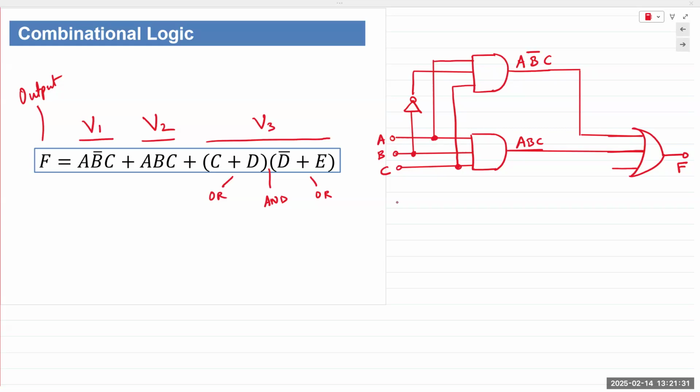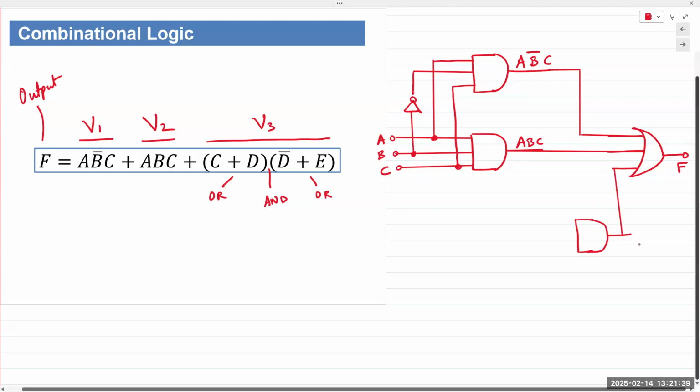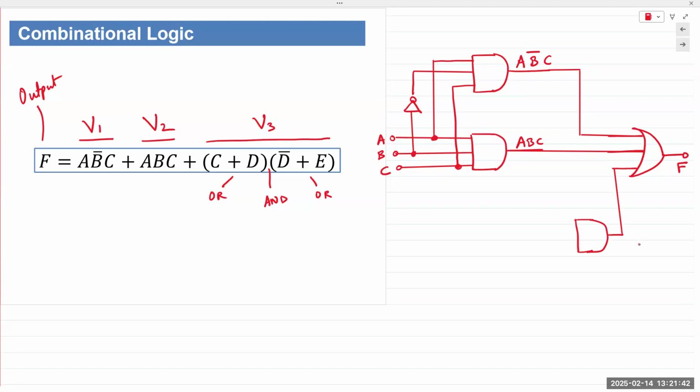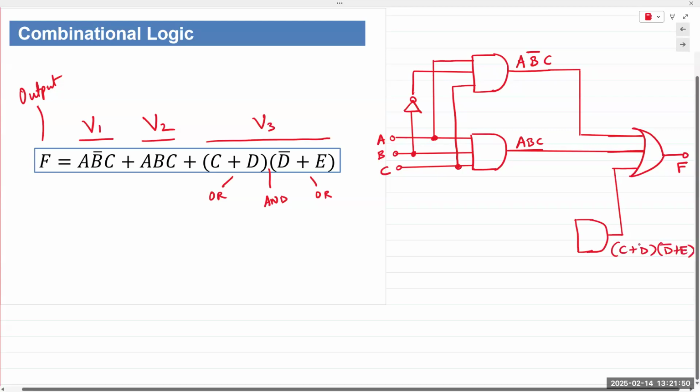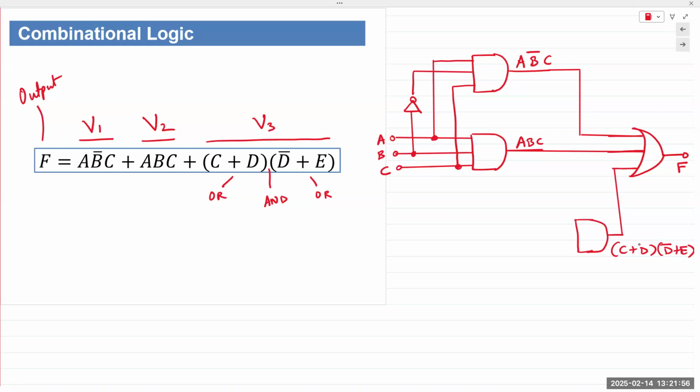All right, let's do an AND gate here. This would be a 2-input AND gate. And here the output should be C plus D and D naught plus E. Okay. So I'd have an OR gate here to do summation of C and D, the output of which goes into the AND gate. And this is C plus D.